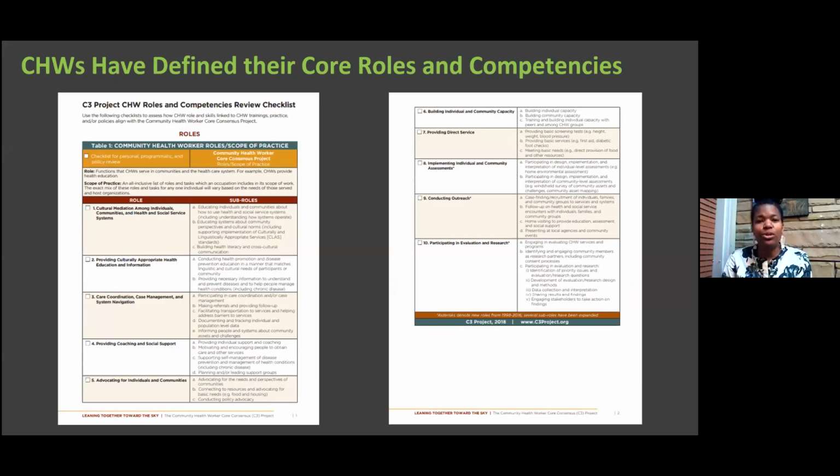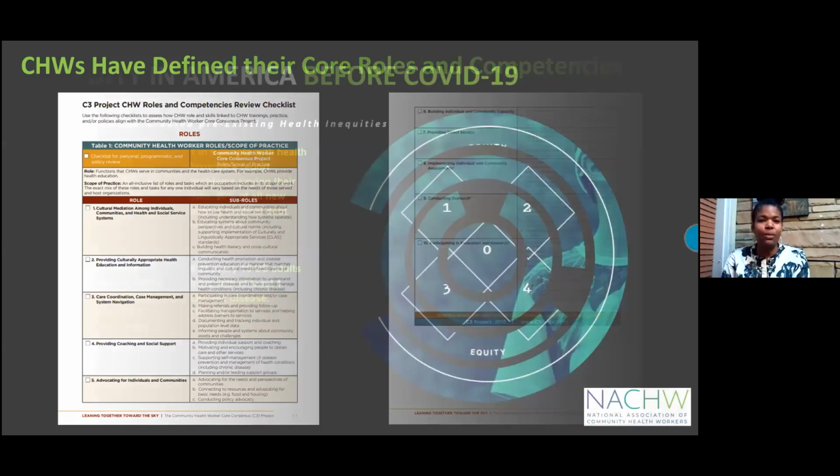CHWs have come together to define their own roles and competencies. And so here I'll just say, I would recommend you review the C3 project, which developed these roles and competencies that you see before you, with hundreds of CHWs, promotores, and community health representatives on tribal nations to articulate for the United States our roles and competencies across systems and sectors.